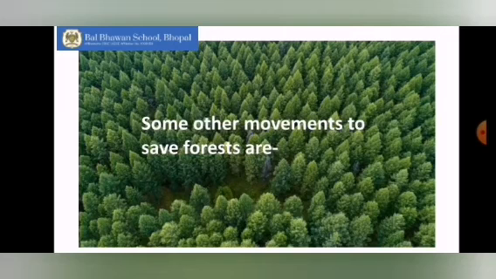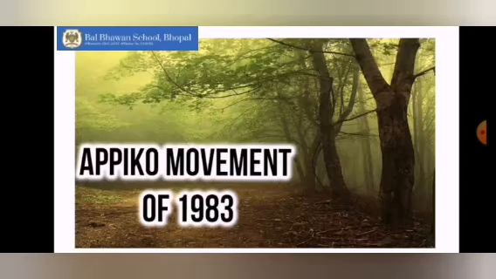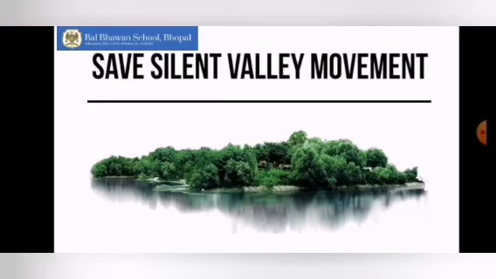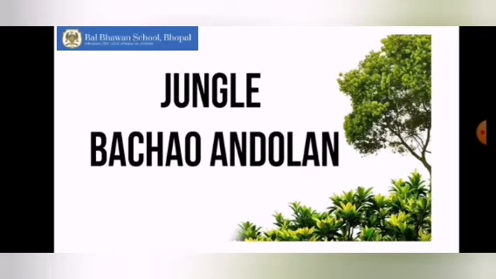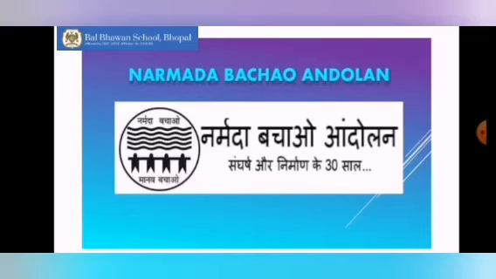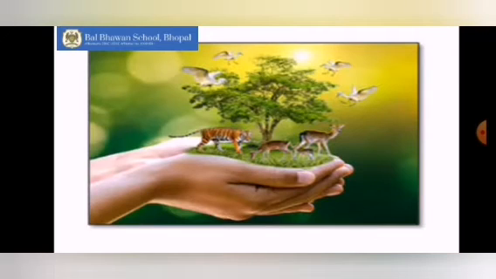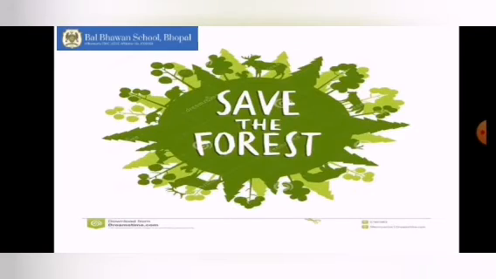Apart from that, some other movements to save forests were also there, like Appiko movement, which was started in southern India in 1983. The next one was Save Silent Valley movement in 1978, and it was started in Silent Valley, which is an evergreen tropical forest in Palakkad district of Kerala. Next one we have Jungle Bachao Andolan, which was started in the 1980s in the Singhbhum district of Bihar. And Narmada Bachao Andolan, which was started in the year 1985. So kids, these were some of the movements which were introduced for saving forest.